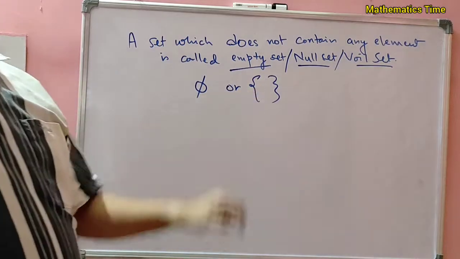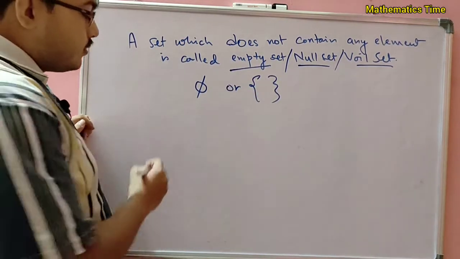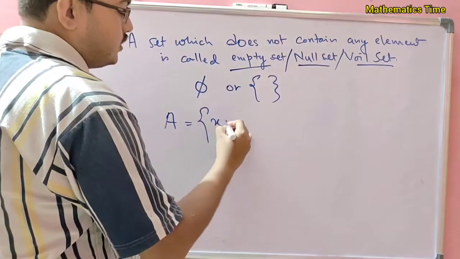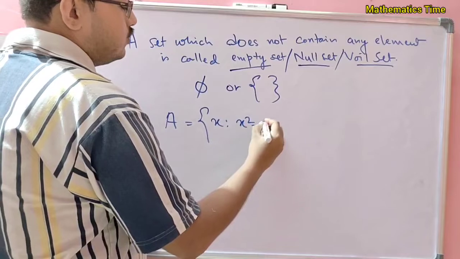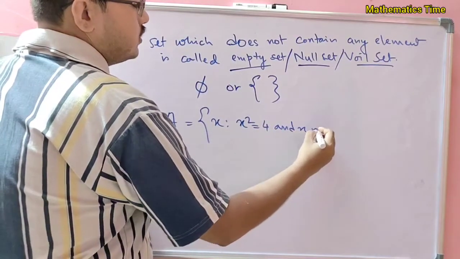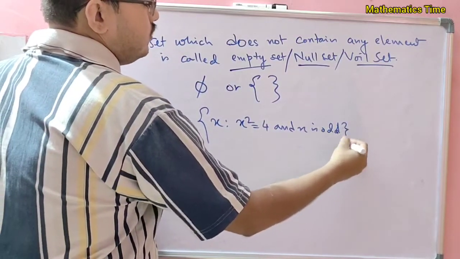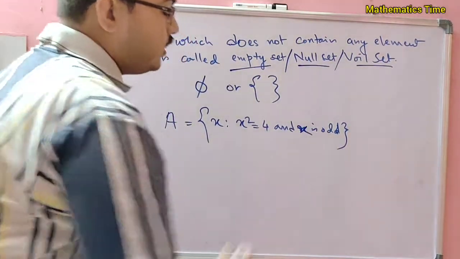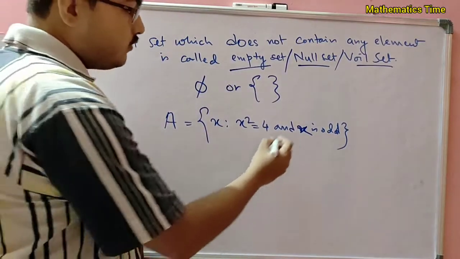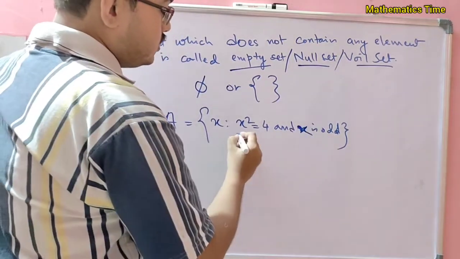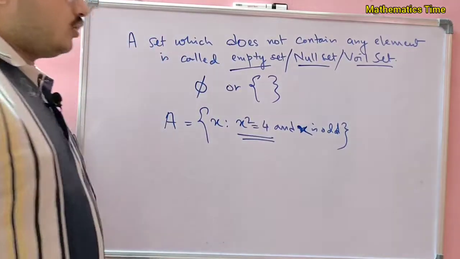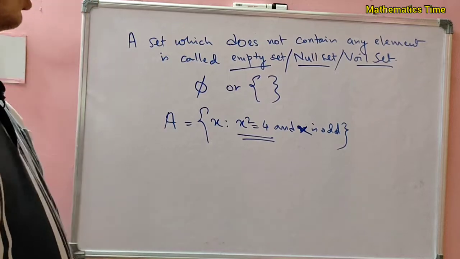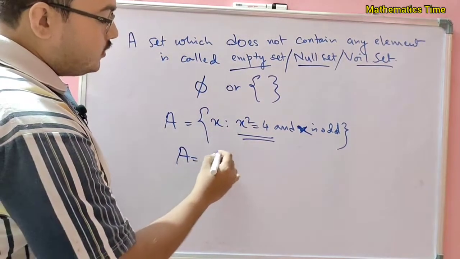There is no element in the set. So let's talk about an example. Let's take a set A. We will write in set builder form: x is a member where x square is equal to 4 and x is odd. For any value of x which is odd, this equation cannot be satisfied. So this set will be an empty set.